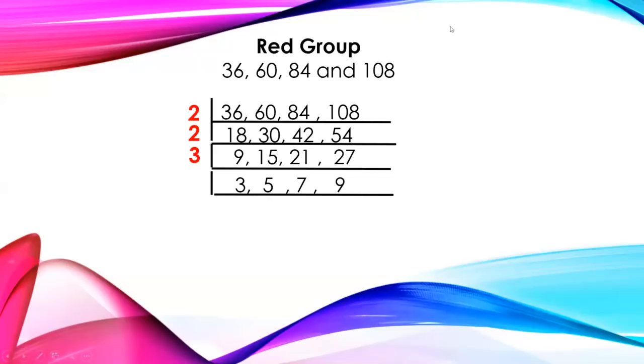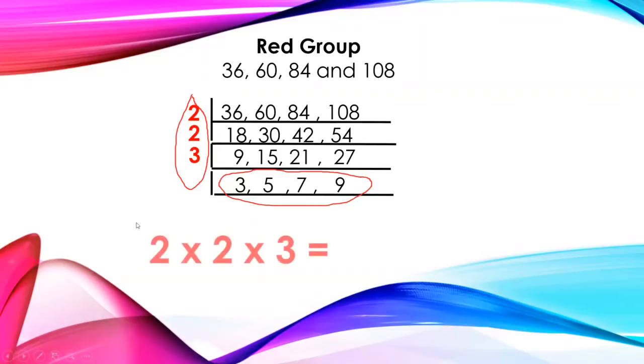So, because in the remaining numbers we cannot find any prime common divisor, this means we are done. So, what we need to do is multiply these common prime divisors. Okay, so we have 2 times 2 times 3, which is 12. So, our GCF for the numbers 36, 60, 84, and 108 is 12.